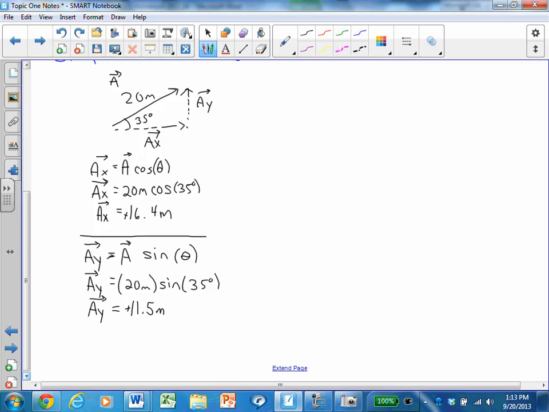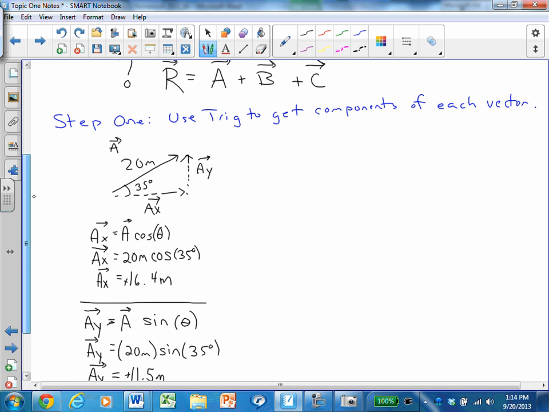Is there anyone who's plugging it into their calculator and not getting the right answer? No? Anyone? Bueller? Okay, so let's see the next one.